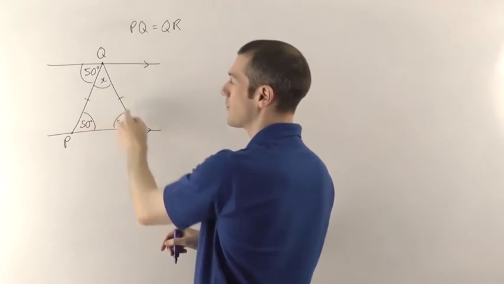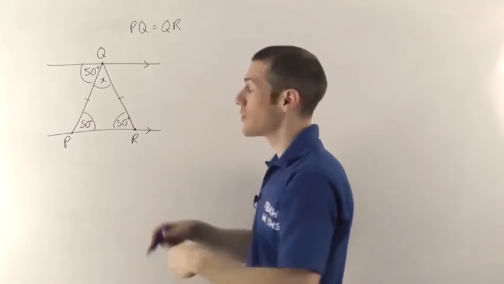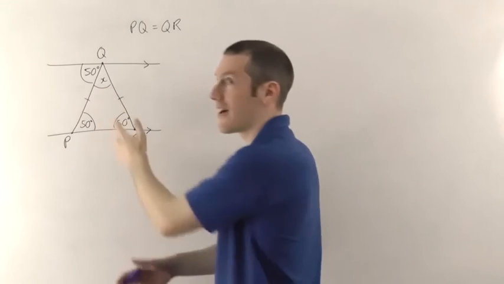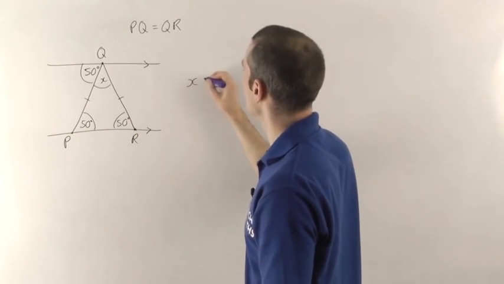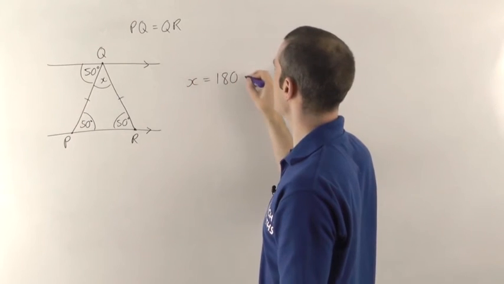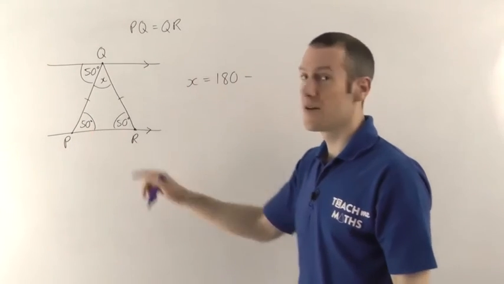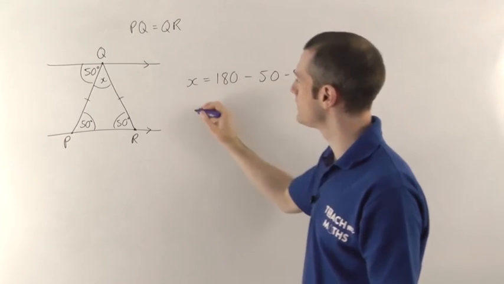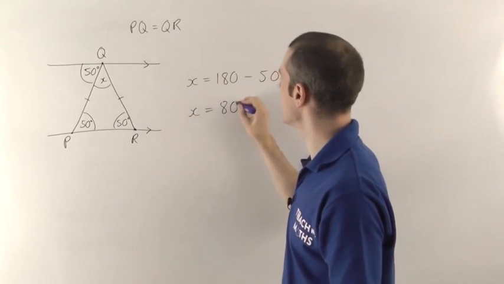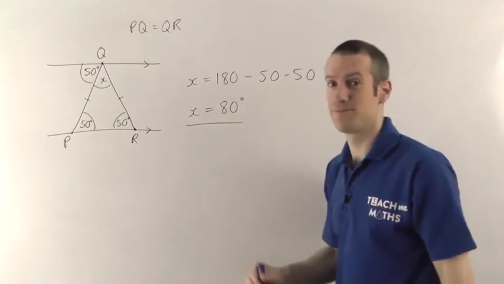Now, I've got two out of the three angles in the triangle, so I can use angles in the triangle to work out the one I really want, which is x. So in this case, x is going to be 180 degrees minus the 50 minus another 50. So effectively we're just taking away 100, which means that x needs to be 80 degrees.